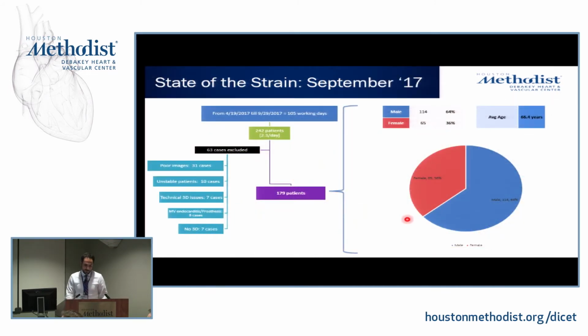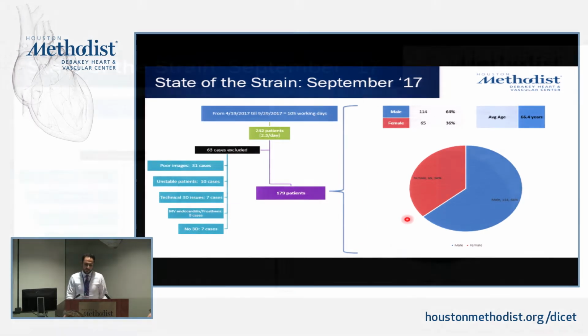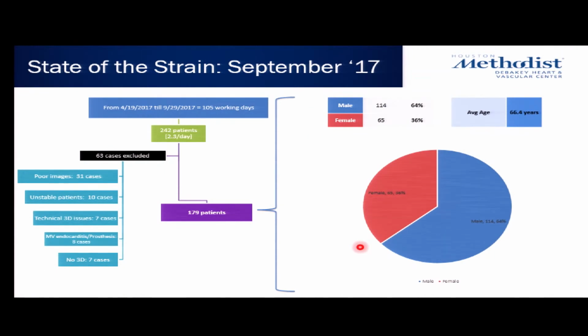So basically, after bugging every fellow and every physician, probably in this room, for almost 5 months, which is more than 100 working days, we got 242 patients, an average of almost 2.3 per day. 63 were excluded for different reasons, and right now we ended up with 179 patients. Two-thirds of these are male and one-third are female.